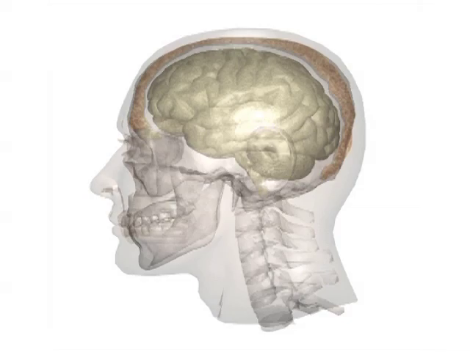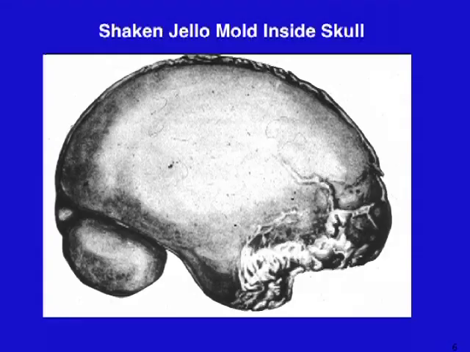Boing, boing, boing. That's what happens. Very bad design, jagged skull. Put jello in a human skull, that's how it looks. These are the frontal lobes there. They're the ones that are really vulnerable.